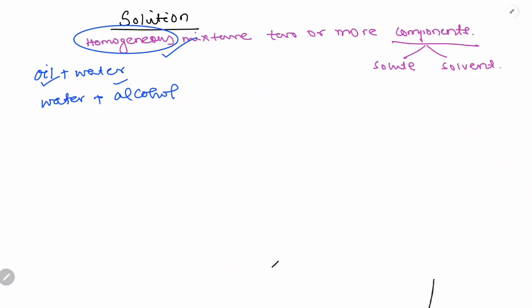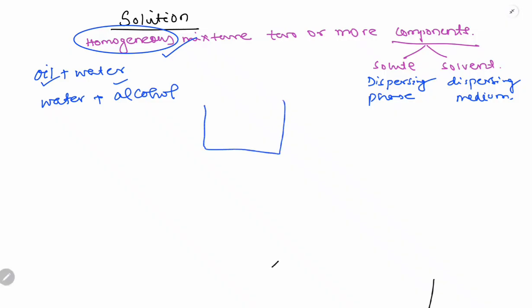Understood? Now, when we add something, that is called solute. This is also known as the dispersing phase, and this will be the dispersing medium. Solute is a dispersing phase which gets dispersed in the dispersing medium or solvent. Similarly, solvent is a dispersing medium in which solute gets dispersed.